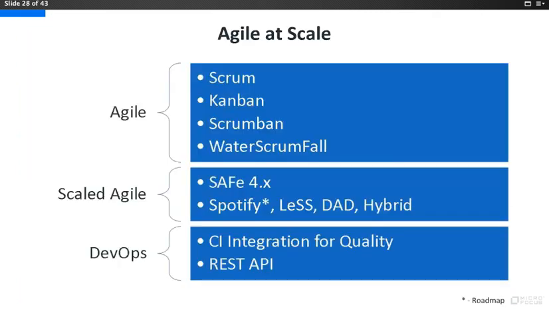Like I mentioned in the beginning, for us, Agile at scale means a lot of things. It's not just Agile, it's hybrid, it's support for more traditional approaches like waterfall and embedding them within Agile processes.